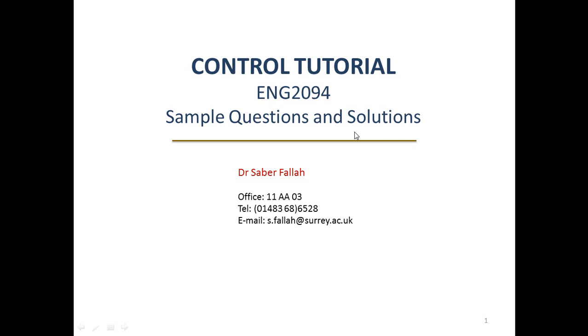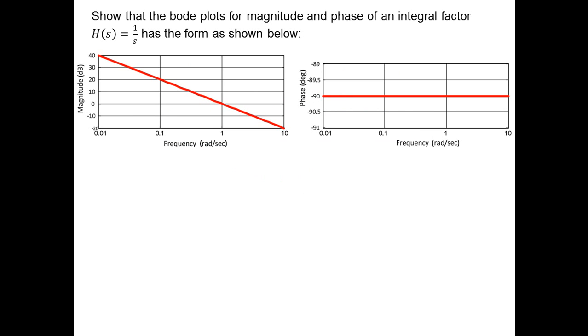Hello everyone. In this macro video, I will solve some problems regarding drawing the Bode plot. In the first question, we would like to show that the Bode plot for the transfer function H(s) equal to 1 over s is of the form shown in the figures.